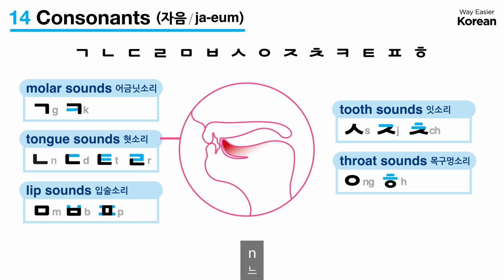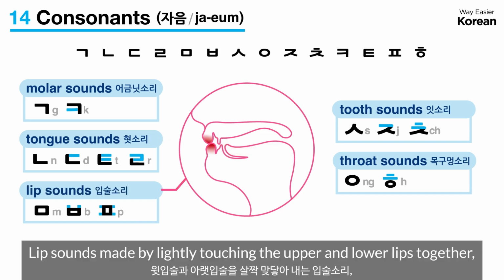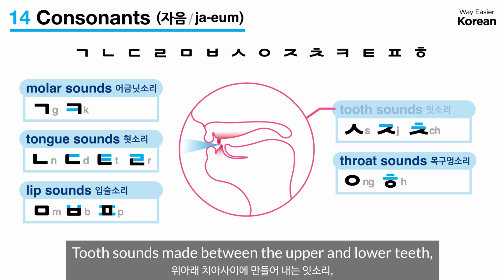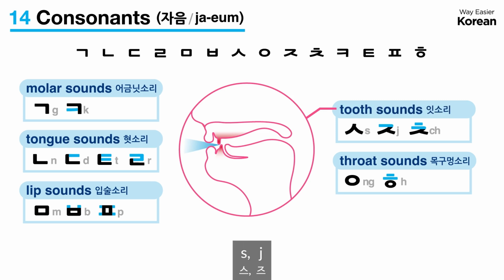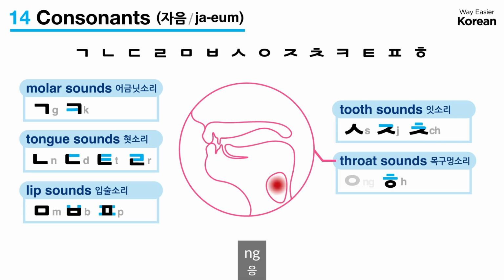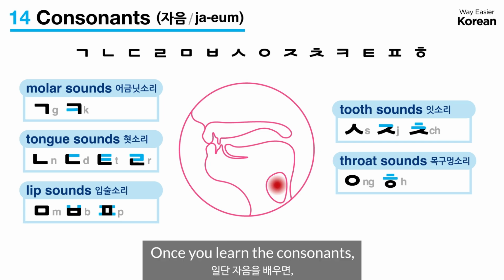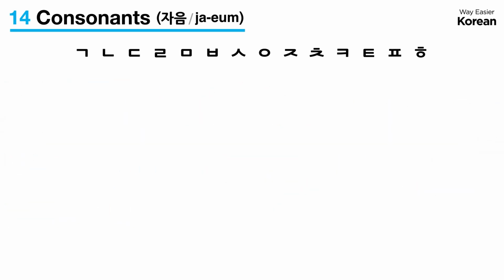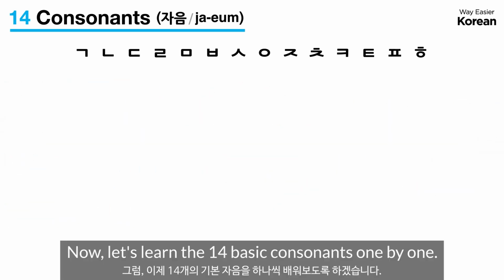mouth, 느, 드, 트, 르, lip sounds made by lightly touching the upper and lower lips together, 무, 부, 푸, tooth sounds made between the upper and lower teeth, 스, 즈, 치, and throat sound made in the throat. 응, 흐. Once you learn the consonants, you will soon become familiar with their shapes. Now, let's learn the 14 basic consonants one by one.